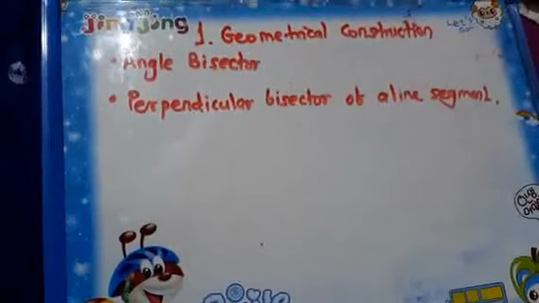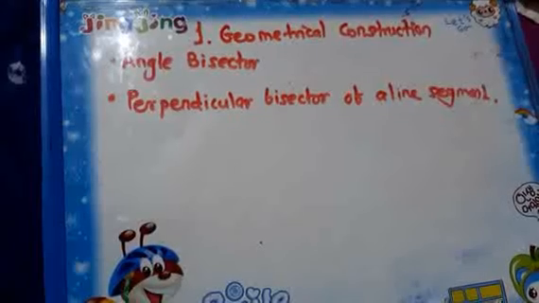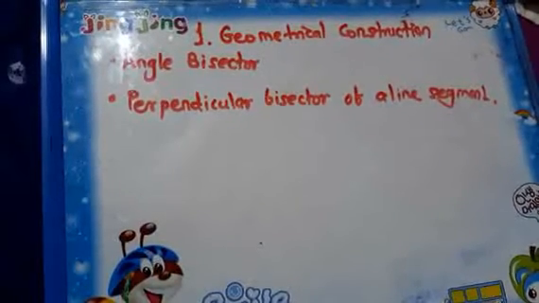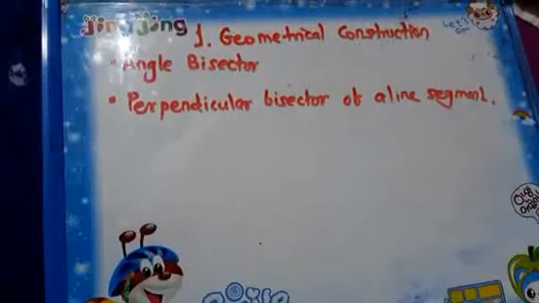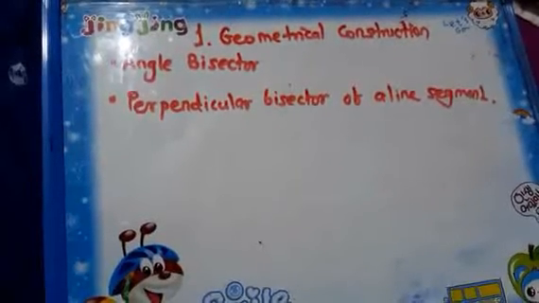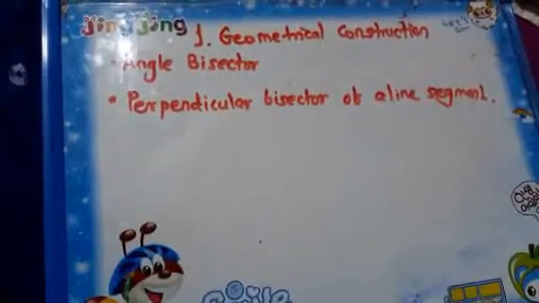In this chapter, before starting, we will revise some concepts from last standard, and those concepts are angle bisector and perpendicular bisector of a line segment.